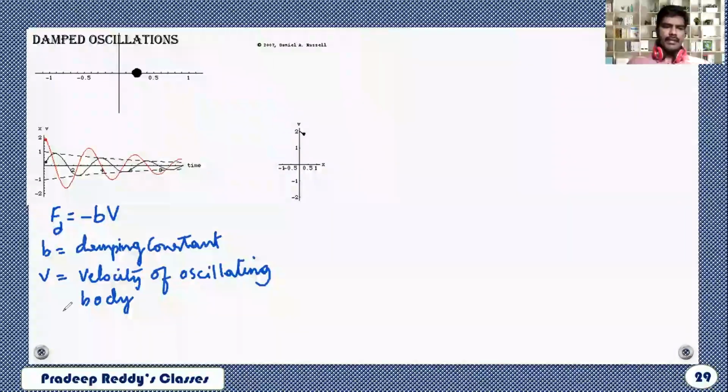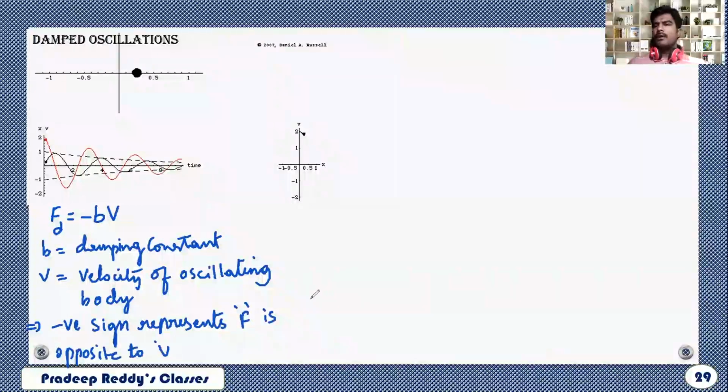And this negative sign represents that F is opposite to v. The force acting on the particle is opposite to the velocity of the particle. Velocity and force are both opposite in nature.